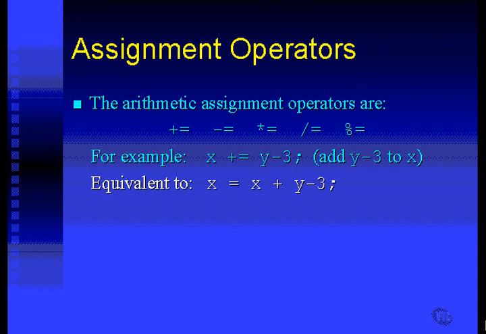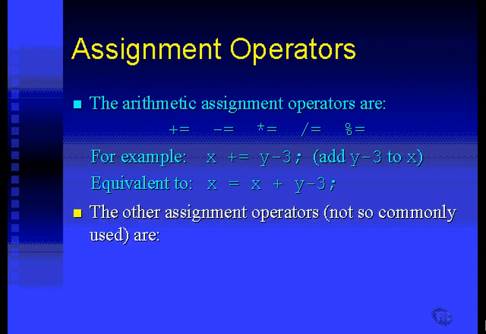There are actually two subtle differences. One is it's obviously less typing for the programmer to type the above example, and the above example is also slightly more efficient when it comes to executing in machine code. So if you use the assignment operators wherever possible, your program will run slightly faster. We'll have a look at some examples of that, but before we do, I'll just show you the other assignment operators, the ones that are not arithmetic.